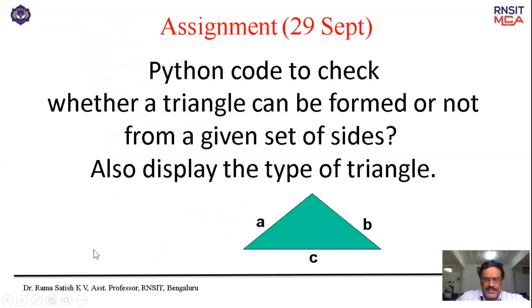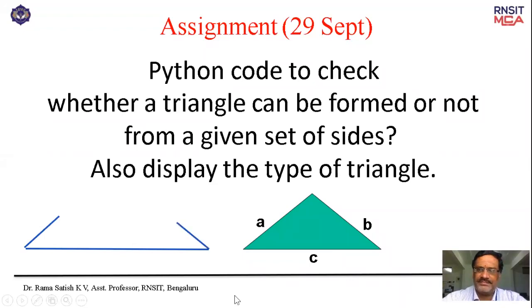Yesterday, on 29 September, I gave another assignment. In this assignment, you have to input A, B, C, the side lengths of a triangle. First, you should check whether the triangle can be formed or not. If C is very big and A and B are very small, the triangle cannot be formed. For example, if C is so long, A is so small, and B is so much less, in this case a triangle cannot be formed.